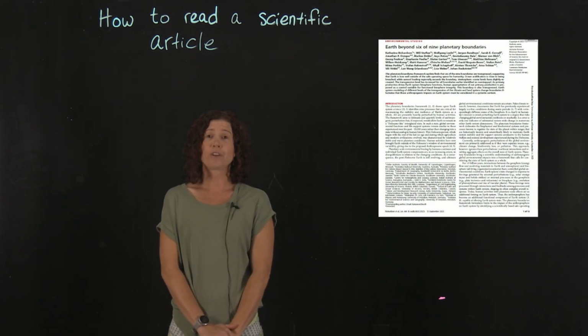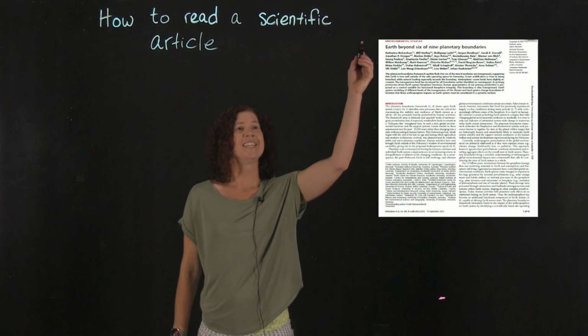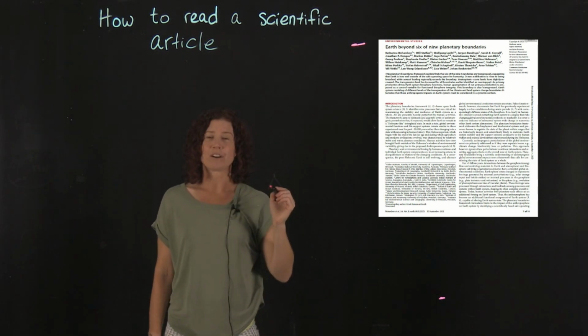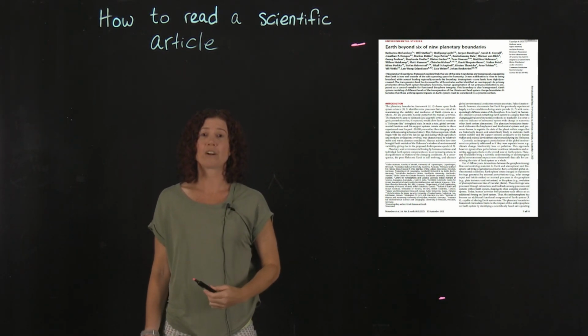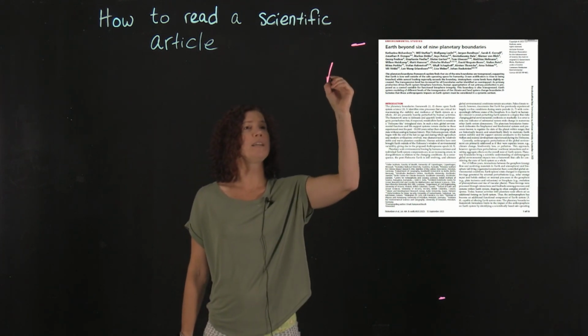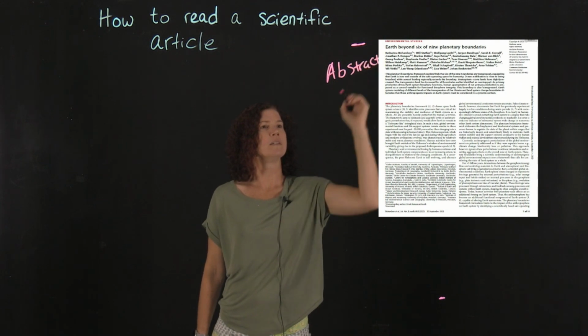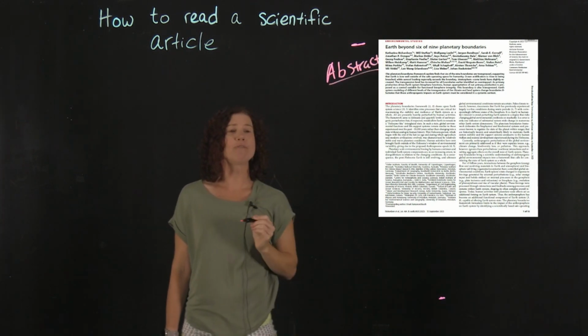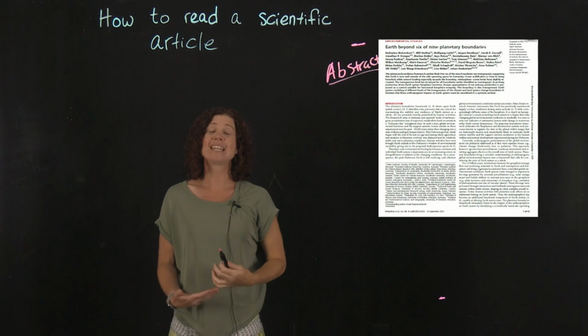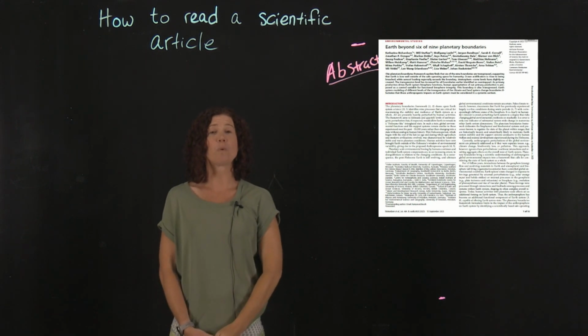So first of all, your article should start with a title. The title is the general topic of the article that introduces you to what that article is going to be about. Underneath the title, you have an abstract. The abstract is going to be key information about the article that's a nice summary of what the article is about, what they did, and even what they found.